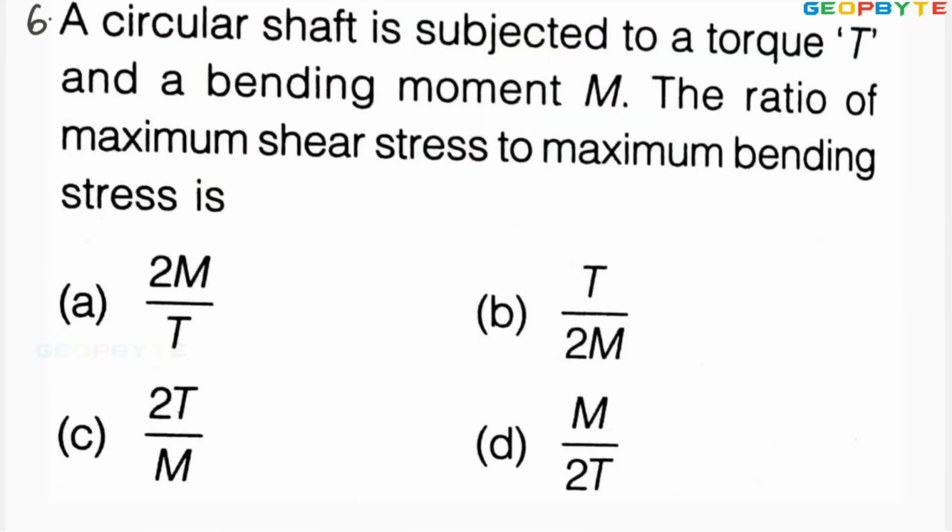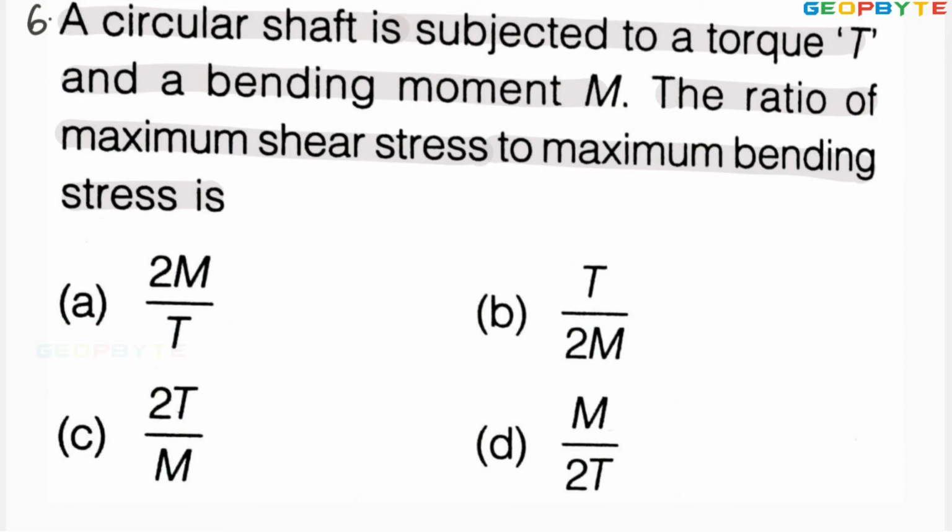Look at the next problem. A circular shaft is subjected to a torque T and bending moment M. The ratio of maximum shear stress to maximum bending stress is.